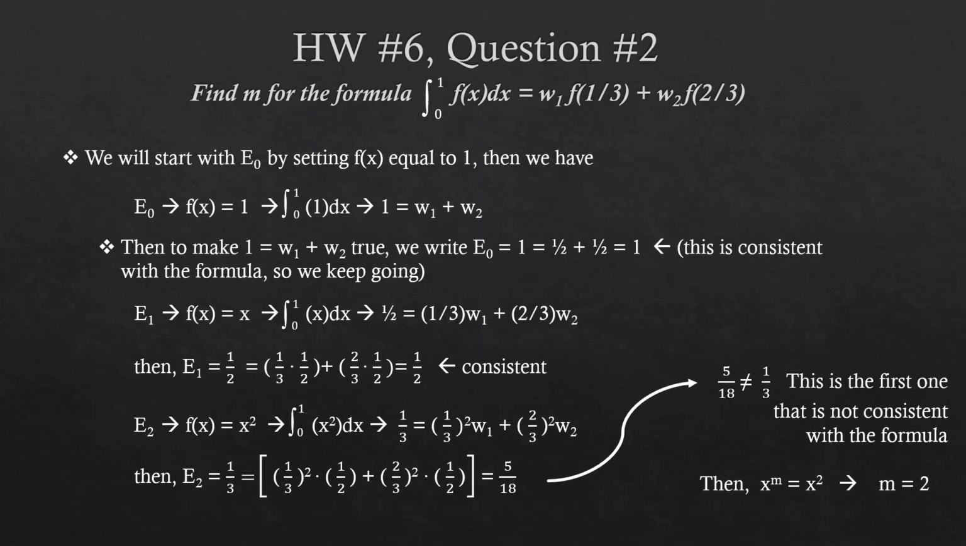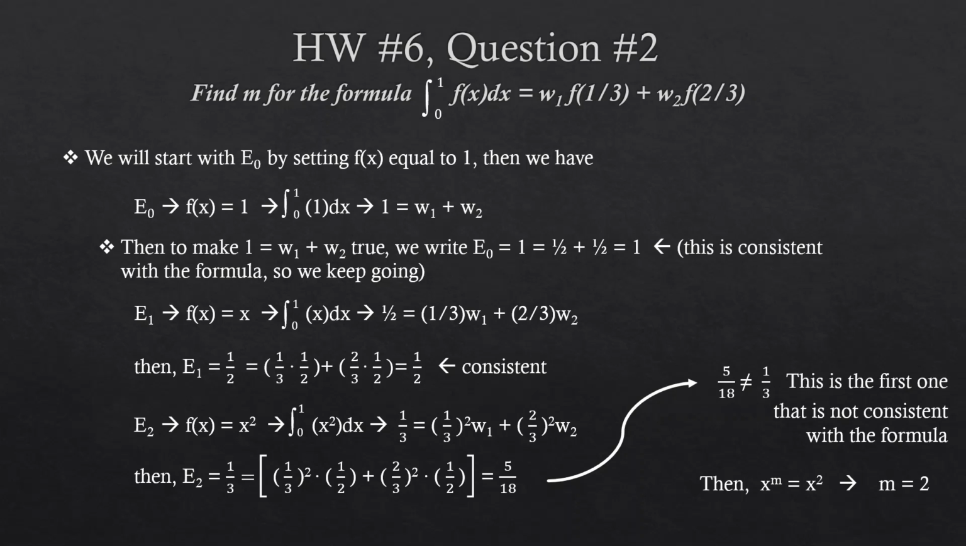So we will start with e sub 0 by replacing f of x with 1 and calculate the integral from 0 to 1 of 1, and this will just equal 1. We then have 1 equals weight 1 plus weight 2. We then need to make this equation true, and in order to make this true, we can assign each weight as 1/2 and get 1/2 plus 1/2 equals 1. This is consistent with the formula, so we continue since we have not found any error yet.